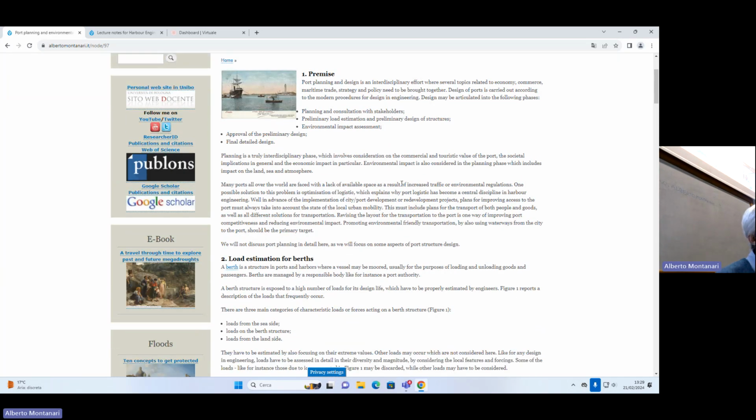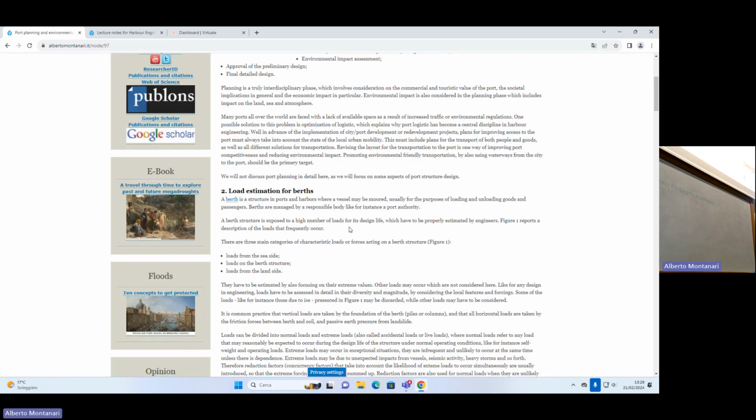You see that it's given in the form of a web page. Why a web page? Because in a web page I can include links. I could include links also in a PDF, but it's more complicated to include them, and more complicated for you to go through the links.